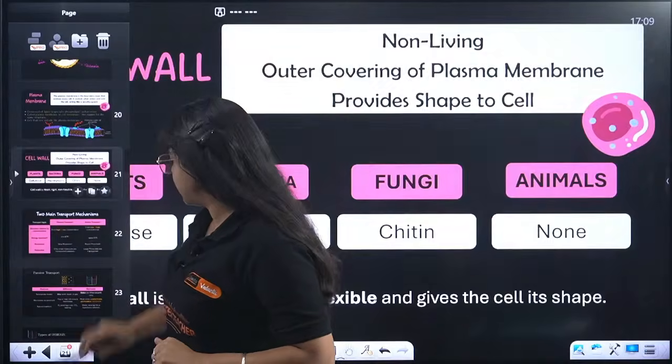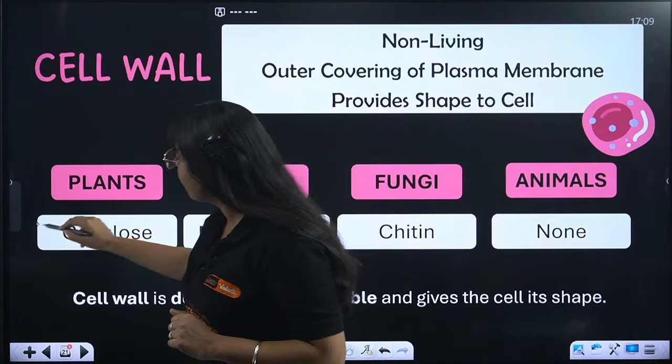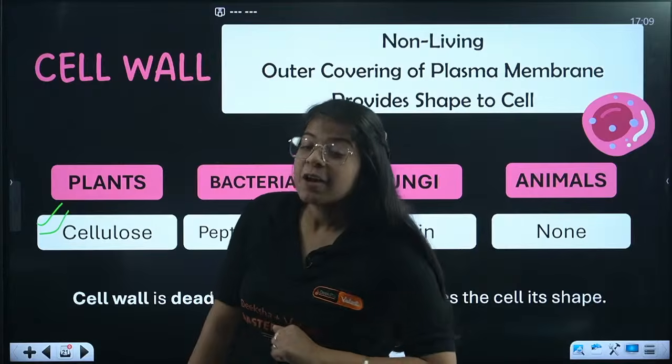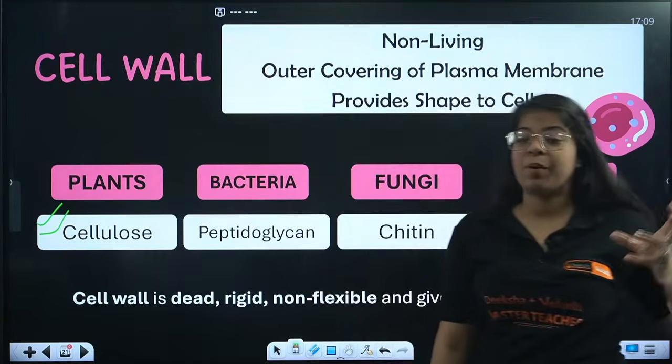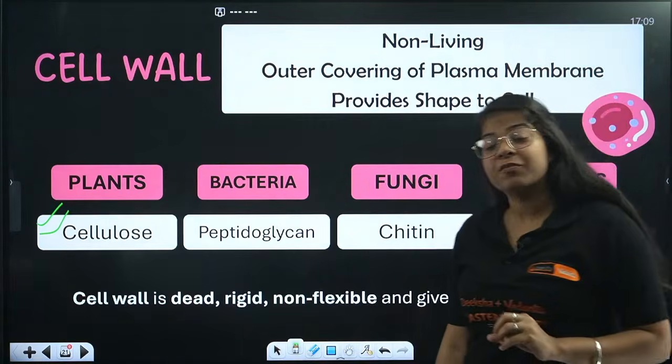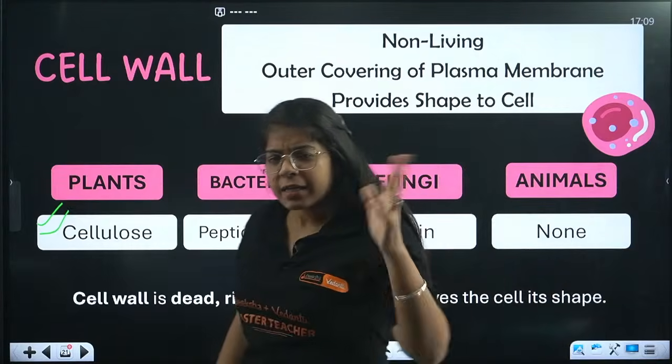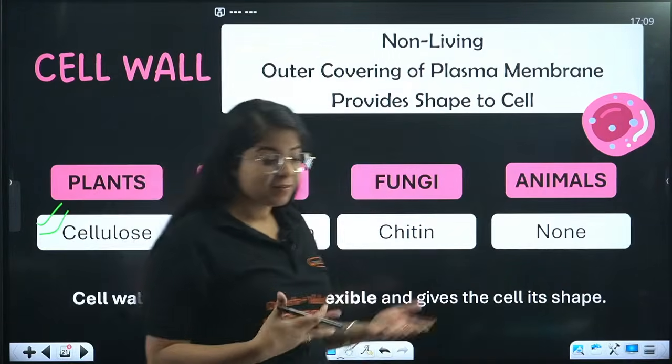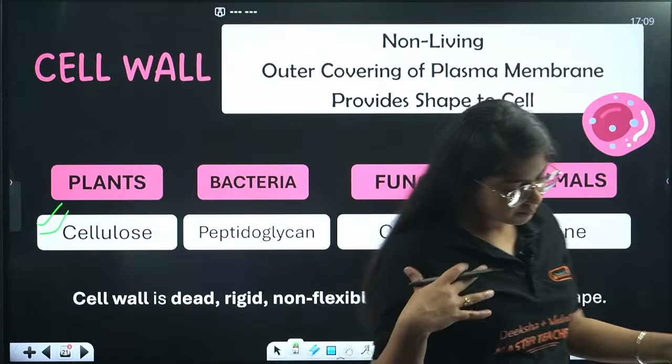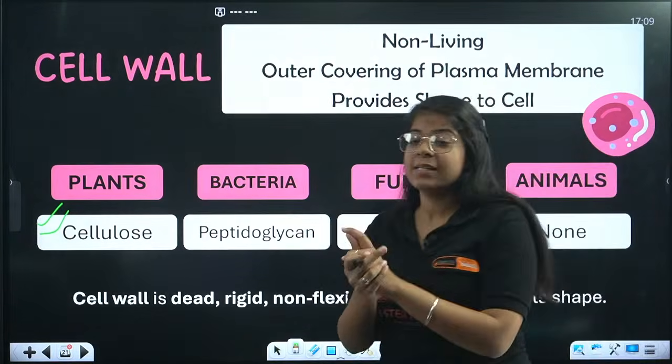So for plants, bacha, the cell wall is called cellulose. For bacteria, it is peptidoglycan. For fungi, it is chitin. And in animals like you and me, we don't have cell walls. Done. So we are done with cell walls.